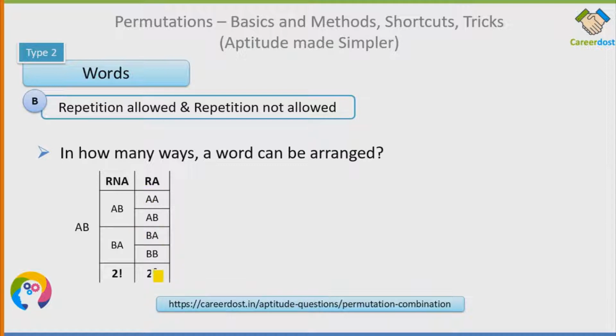So when repetition is not allowed, AB can be arranged in two ways, that is 2 factorial. But when repetition is allowed, in this case A can be repeated twice and B can be repeated twice as well. So here we have 4 ways. So we can say that AB can be arranged in 4 different ways. We can make a simple relation here, 2 square. The second 2 will be the number of times we have the repetition. It will be better understood with the help of an example.